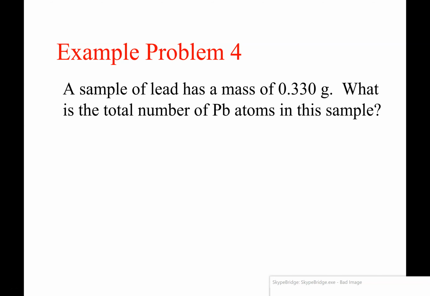You use Avogadro's number when you know counted particles or you're trying to get to counted particles. Usually you don't use Avogadro's number if you're just going between moles and grams. So here we have a lead sample. The mass of the lead sample is given, and we're supposed to find the total number of lead atoms.